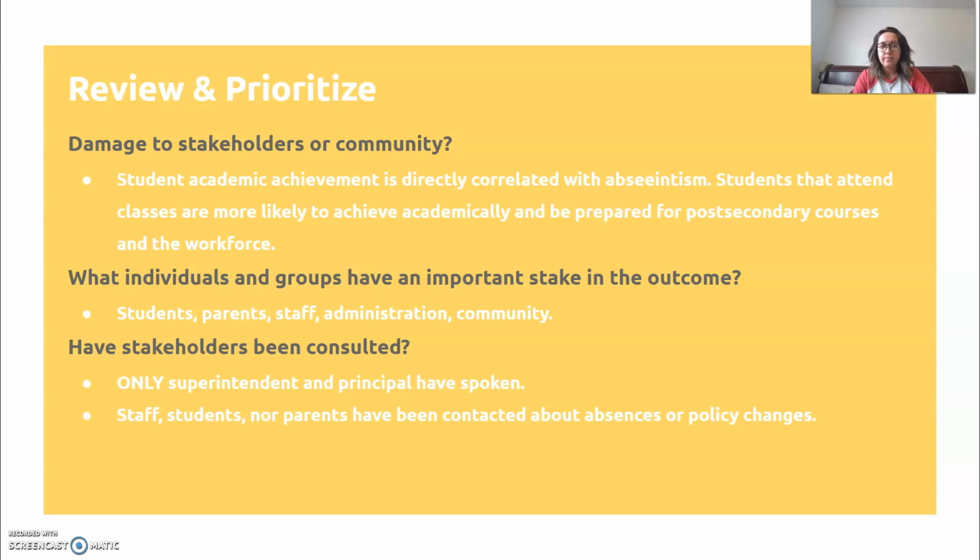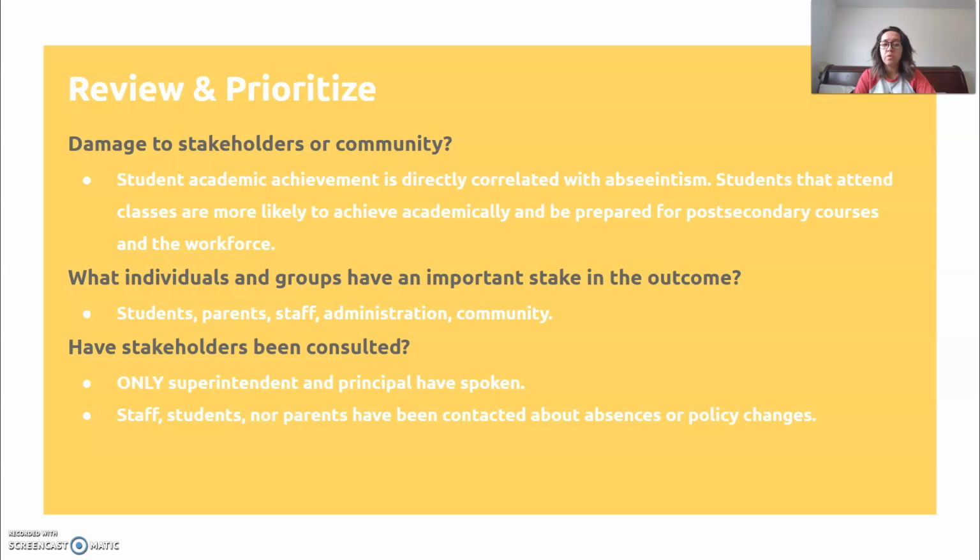Reviewing and prioritizing. Damage to stakeholders or community. Student academic achievement is directly correlated with absenteeism. Students that attend classes are more likely to achieve academically and be prepared for post-secondary courses and the workforce. What individuals and groups have an important stake in the outcome? Well, obviously students, parents, staff, administration, and community when students aren't being raised to be great community members because they are not at school. They are chronically absent.